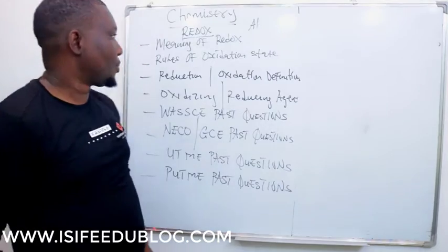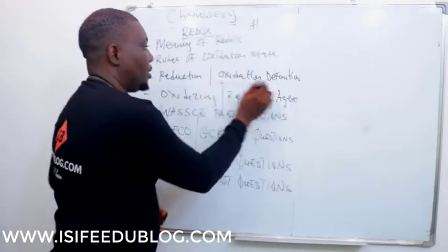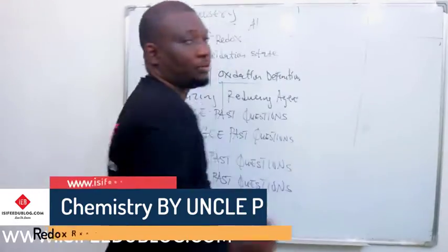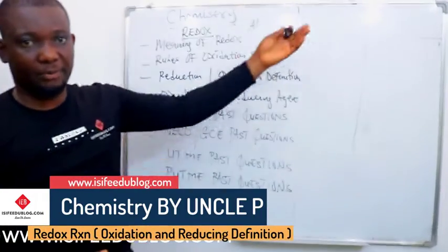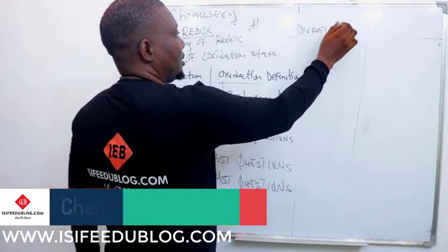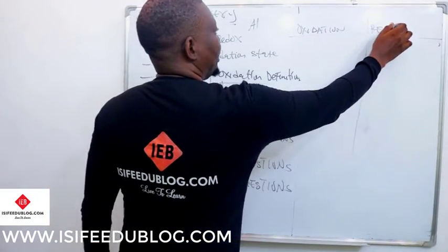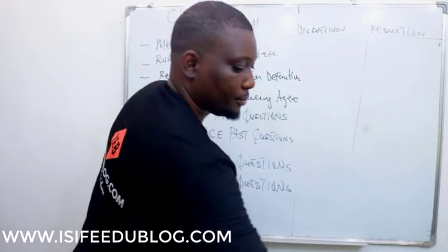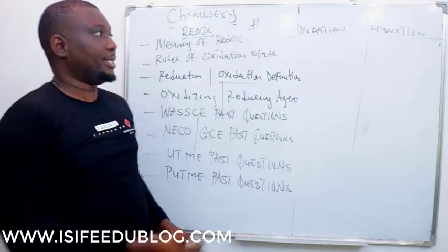Okay, viewers, let's start with this oxidation terms first. Let's do it this way, very simple. Let's try to put it in this perspective in tabular form. This side I'm going to have my oxidation, and here we're going to have a reduction. Okay, let's start with oxidation here.